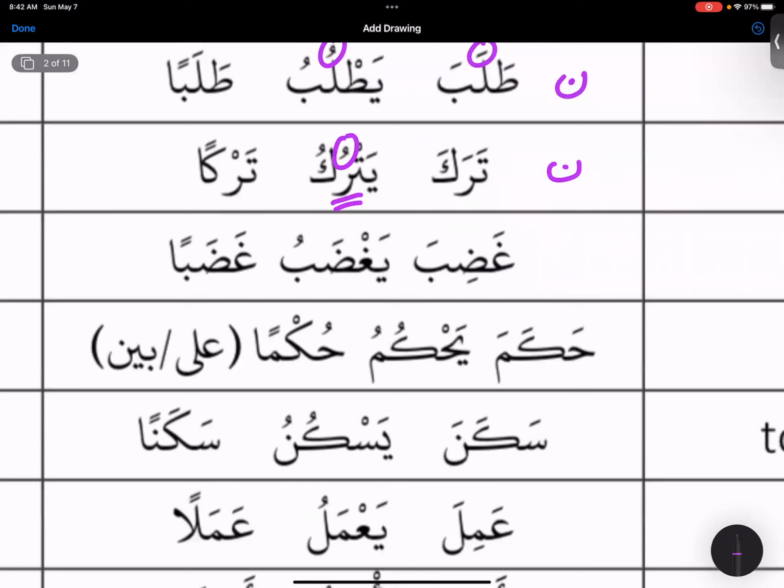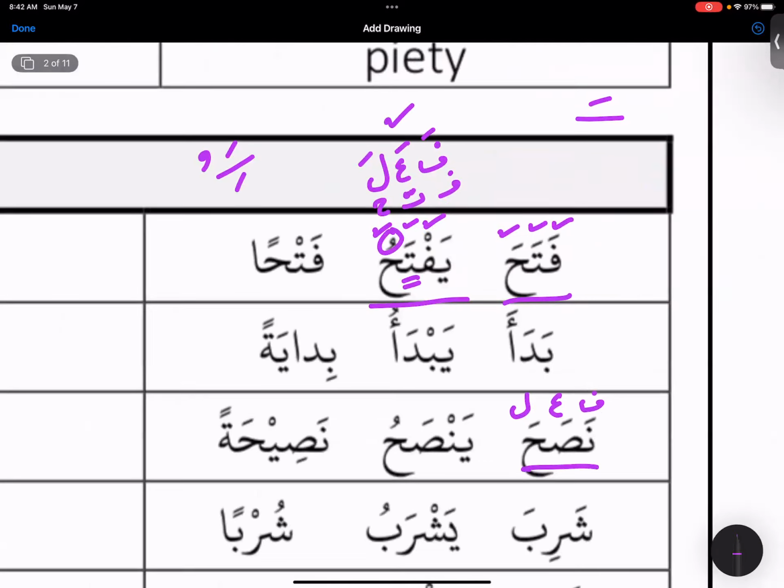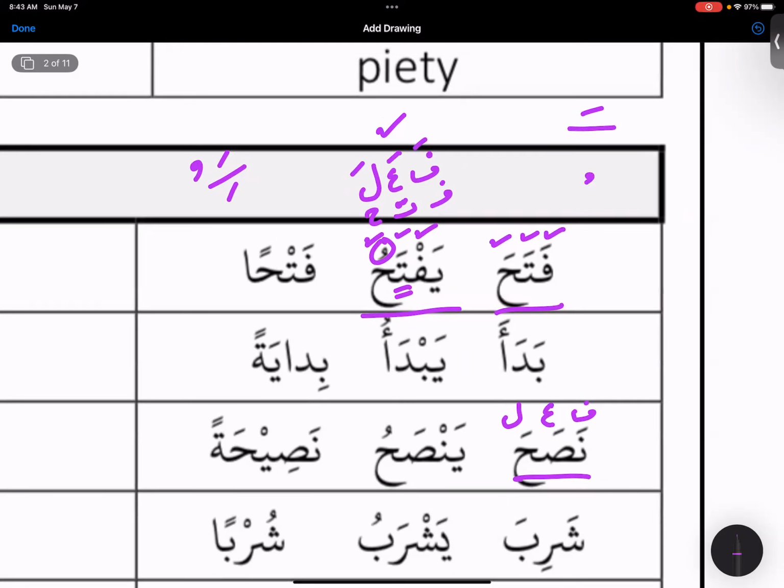Now look over here. Radiba yaghdabu. The middle letter has a fatha on it. Now this is a little tricky because we are going to say Bab Fataha only when in the madi it has all fathas. So the fa kalima has fatha, my ain kalima has fatha, and my lam kalima has fatha. When in the madi all are fathas, then I'm going to call it Bab Fataha.